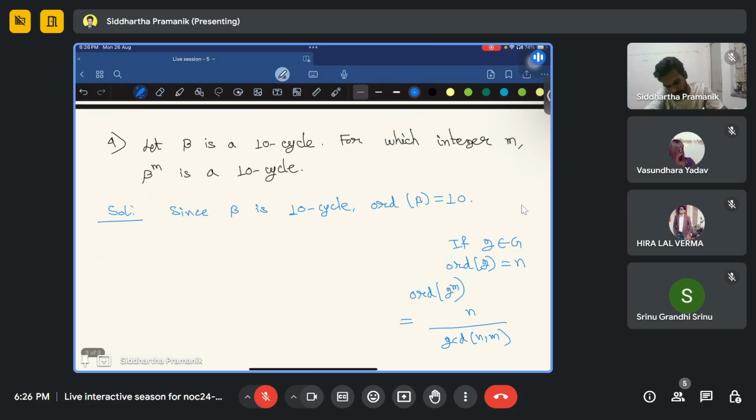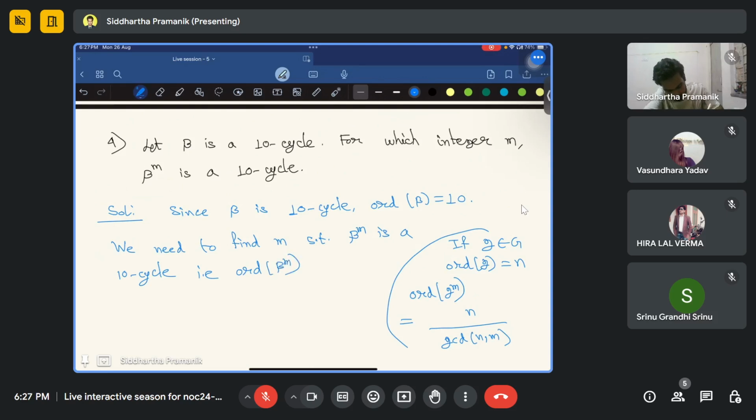So basically, we need to find m such that beta power m is a 10-cycle. So basically, the order of beta power m is also 10. So we need to find m such that beta power m is a 10-cycle, so that means the order of beta power m is equal to 10. Okay.